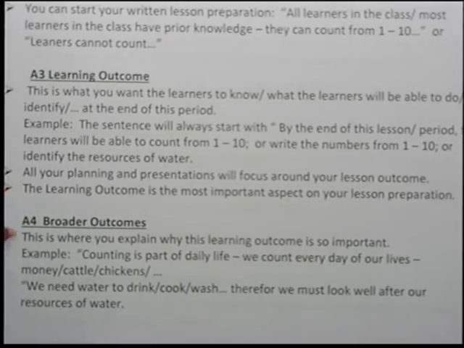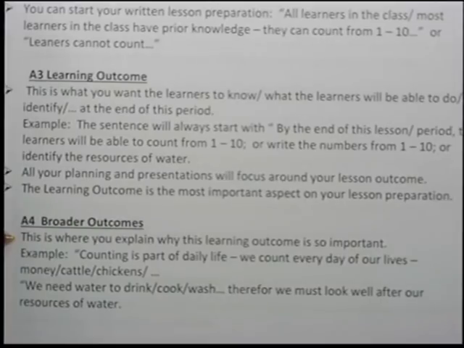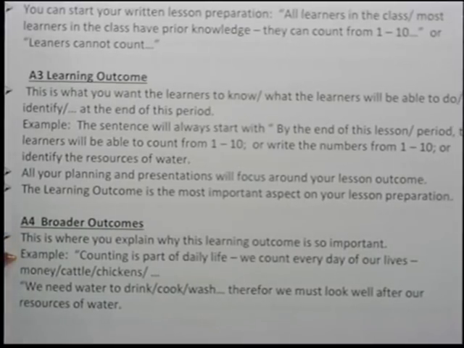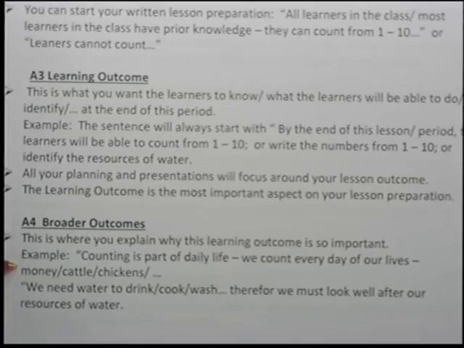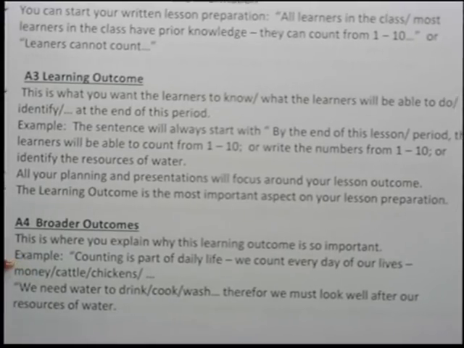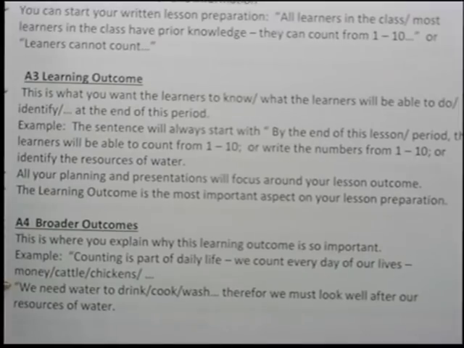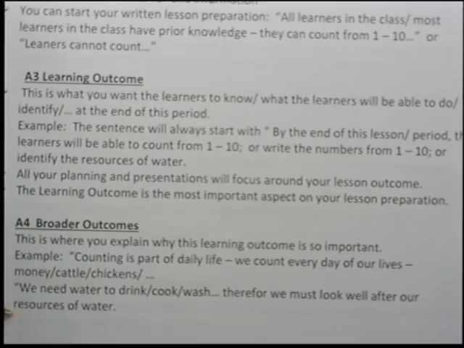Then you will see that there are broader outcomes. This is where you explain why this learning outcome is so important. For example, counting is part of daily life. We count every day of our lives. We count money, we count cattle, we count chickens. We need water to drink, or for cooking or washing. Therefore, we must look well after our resources of water.